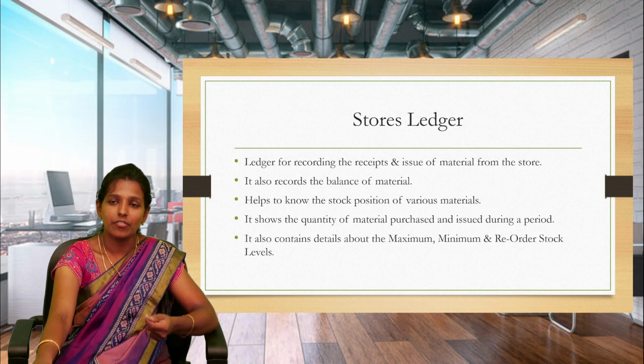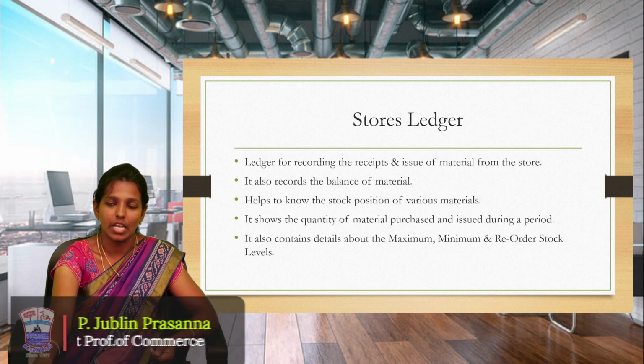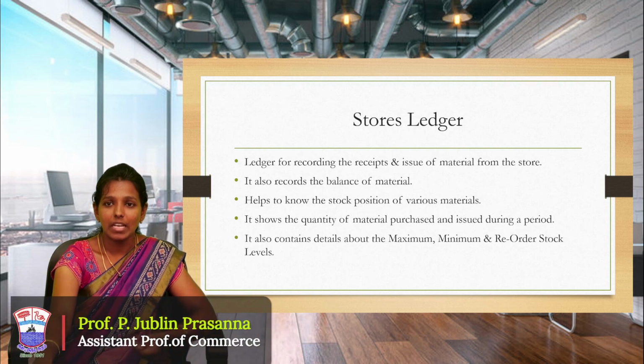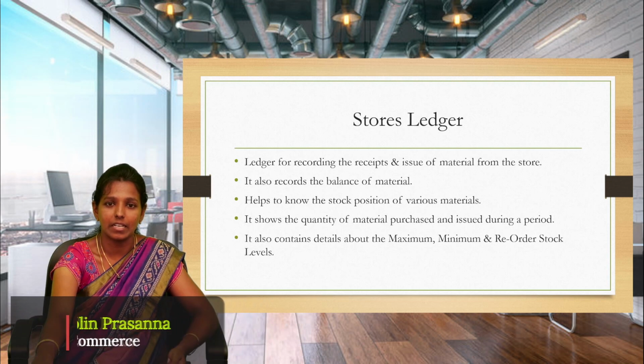For example, if on 1st January I received 20 quantity and I want to know the balance, the balance will be 20 quantity, and the price will be clearly given. The quantity and the period will be clearly mentioned in the store's ledger. It also contains the details about the minimum, maximum and reorder stock levels. The store's ledger will be maintained by the storekeeper in the particular store.